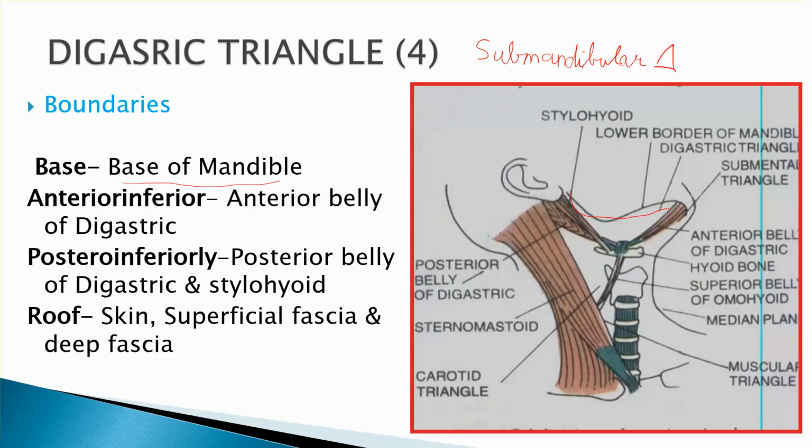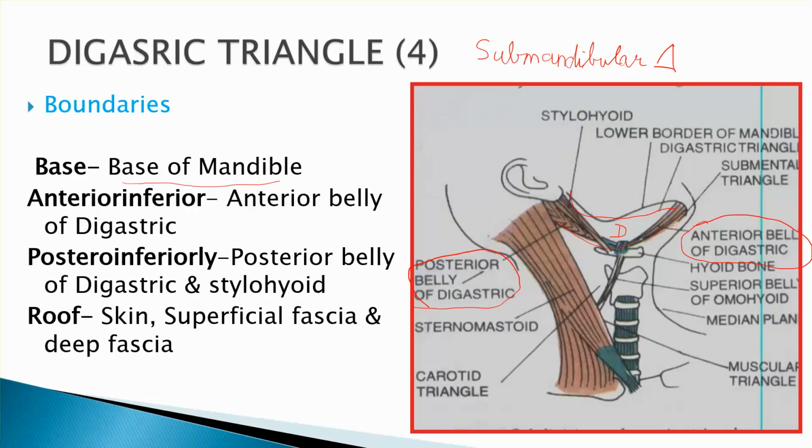Then anterior inferiorly, the anterior belly of digastric will form one boundary, and posterior inferiorly will be the posterior belly of digastric. So these are the boundaries. This is the triangle over here. It's very clear. It's between the two bellies of digastric and the base of the mandible. So this forms the digastric triangle.